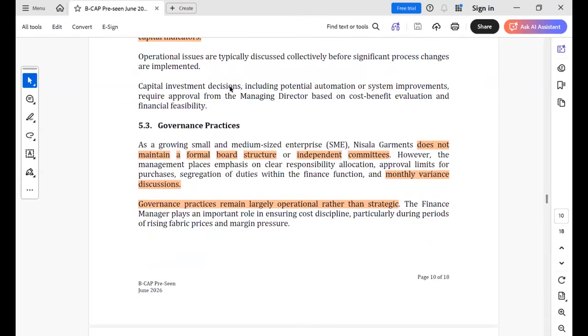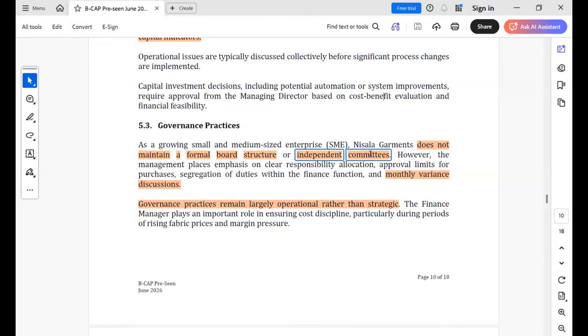As a growing small and medium enterprise, the company does not maintain a formal board structure. So that we identified at the very beginning. So now this is a private company, a small and medium scale enterprise. So it is better to have a formal board, right? Or independent committees.